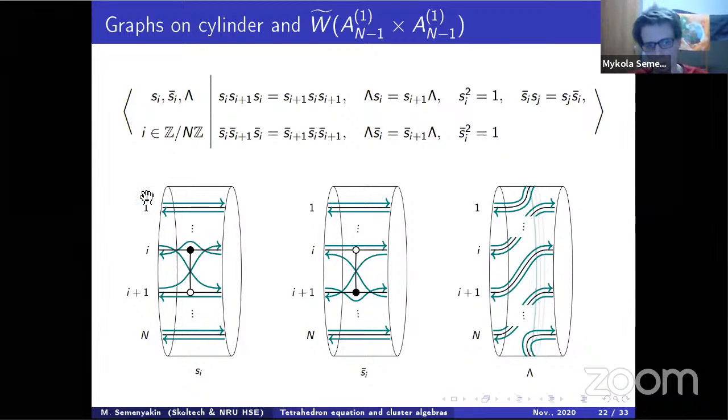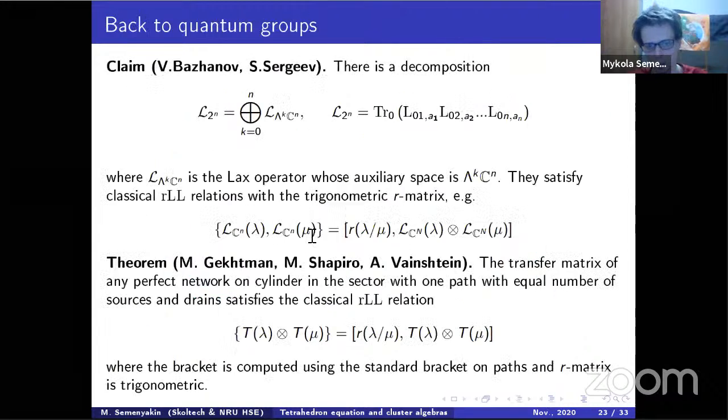So you have some branch cut on this cylinder, or just a cut on this cylinder, and you multiply paths which cross this cut by the spectral parameter. And such objects, such transfer matrices in the sector with one path, also satisfy the classical Yang-Baxter equation, where the Poisson structure is the one defined for path variables on this network. But this is the same matrix.